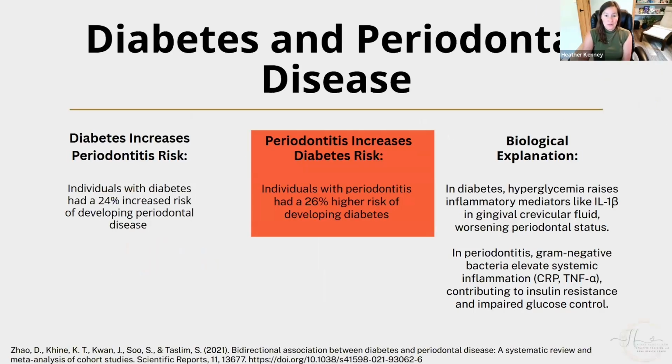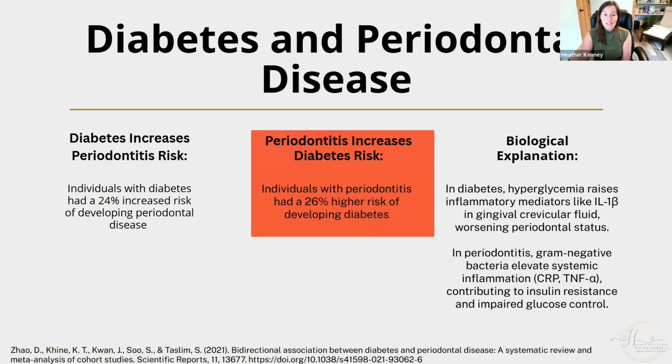So other factors too with diabetes and periodontal disease is individuals with periodontal disease have a 26% higher risk for developing diabetes. So it's a bi-directional situation. So in diabetes, hyperglycemia raises inflammatory mediators, interleukins, in the gingival crevicular fluid, and it worsens periodontal status. In periodontal disease, gram-negative bacteria elevate systemic inflammation with CRP and tumor necrosis factor alpha, which then contributes to insulin resistance issues and impairs our glucose control.